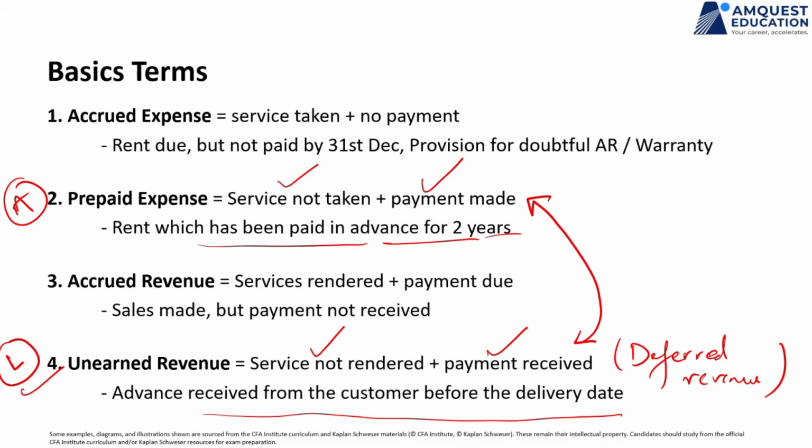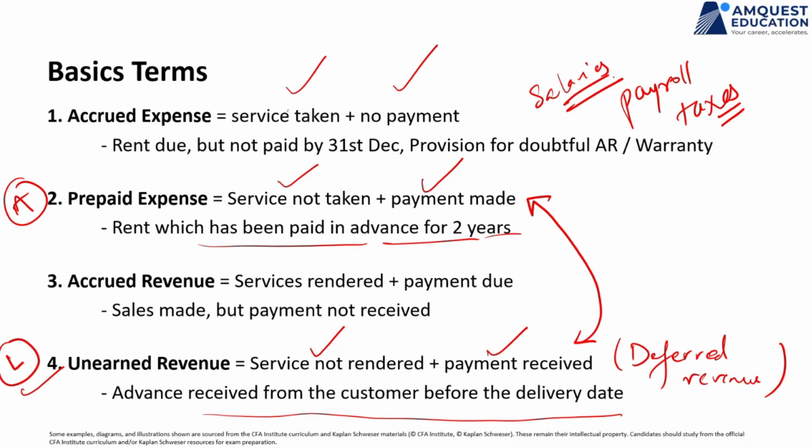And then there is accrued expense. Services taken but no payment made, like salaries. Salaries is a classical example of accrued expense. I have worked for the entire month. I have given my services to the company. The company has not yet made payments to me, and therefore salaries act as an accrued expense. Payroll taxes are all accrued expense, where services are taken but no payment has been made.